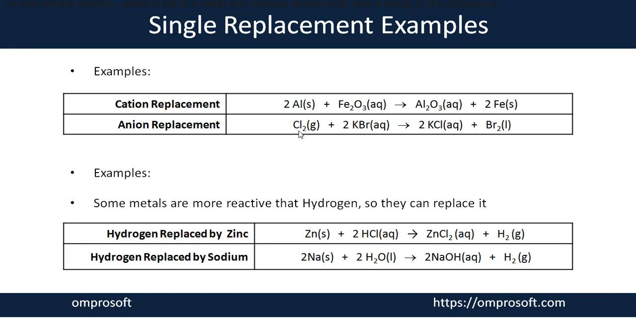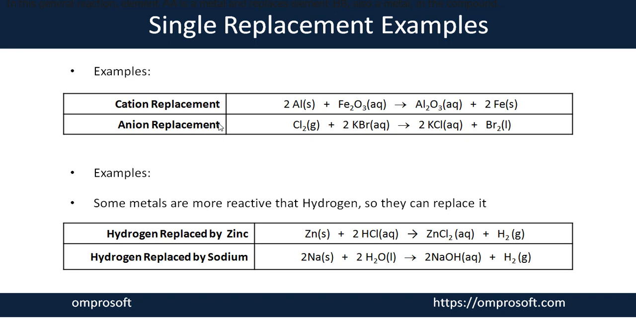Because chlorine is more electronegative and more reactive as compared to bromide, it is easily able to replace bromide here. Now chlorine replaces bromide and makes its own compound. So in the product you will get KCl plus Br2, which is left over there. This kind of reaction is considered anion replacement, because here an anion replaces another anion.